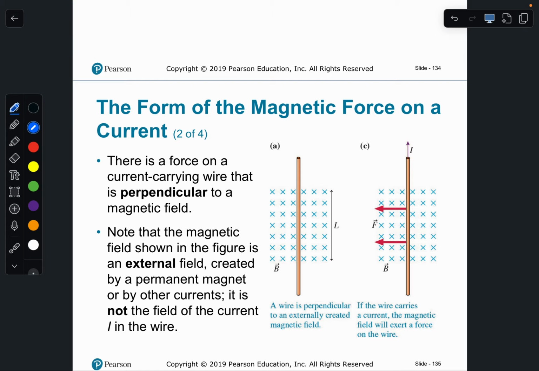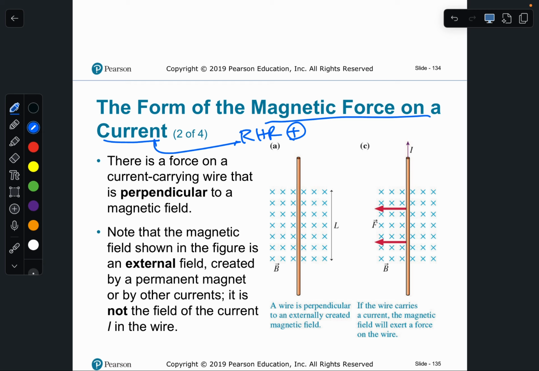So we'll use our right hand. Whenever we're finding the magnetic force due to a current, you're always going to use your right hand because your current is always the flow of positive charges. So let's do the right-hand rule on here. So we have our current going up in the wire.